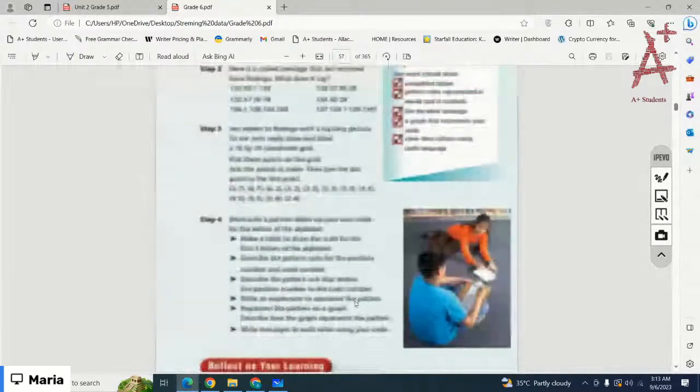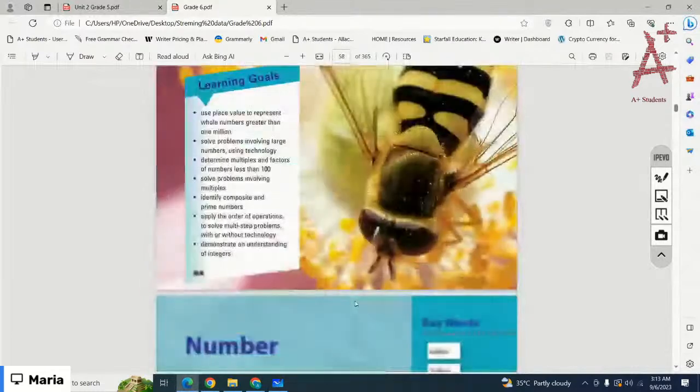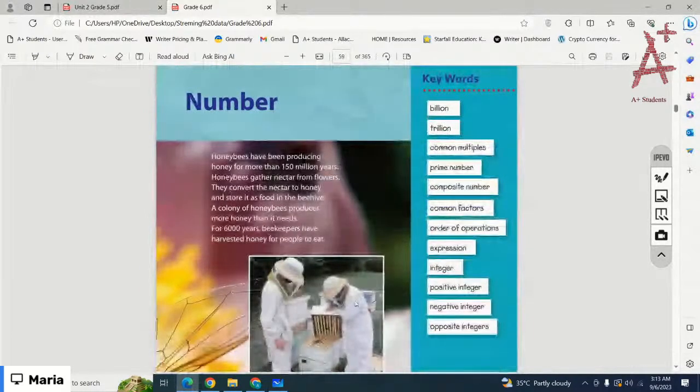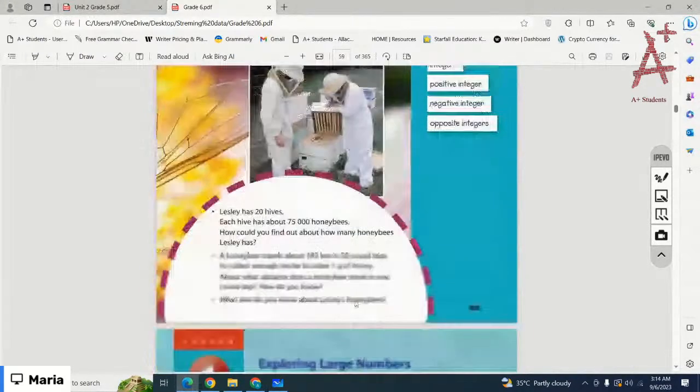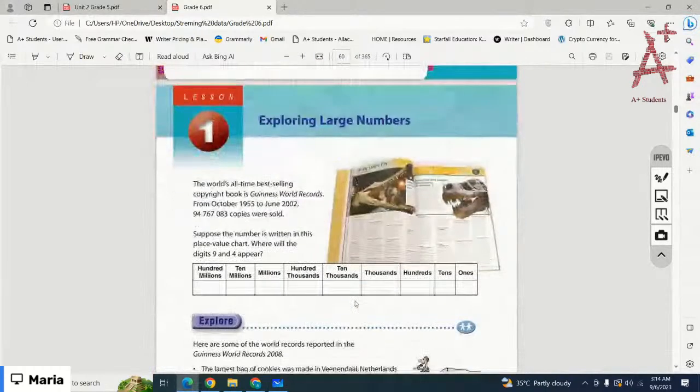Let's start with chapter 2, that is understanding numbers. So let's start with the first lesson, exploring large numbers, right? Here is the place value chart. Ones: the rightmost digit is always at the ones position. Tens, hundreds, thousands, 10,000s, 100,000s, millions, 10 millions, and 100 millions, right? That is the place value chart.